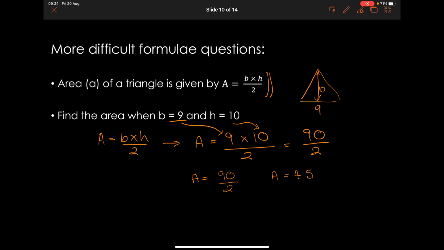Now, we don't know what units they were, whether they were centimetres or metres, so I'm just going to put units squared, because area is always in units squared. It's because area has 2 dimensions, so we put a little 2 there.